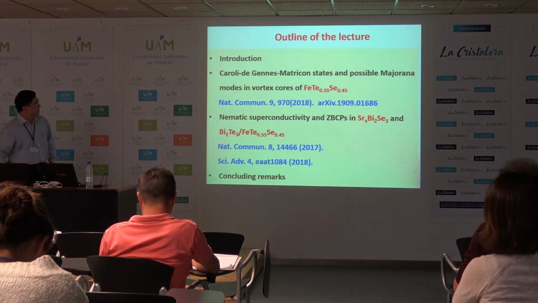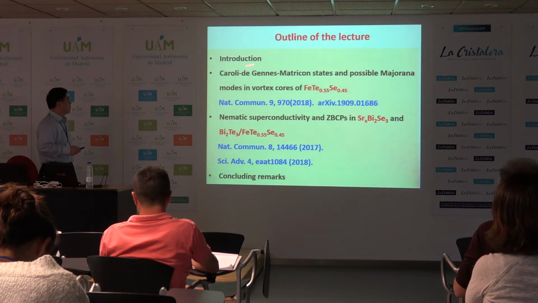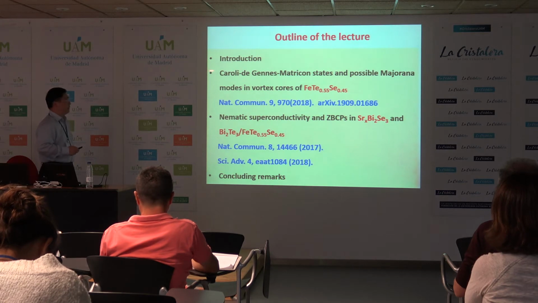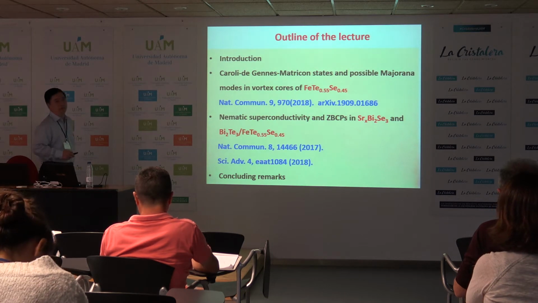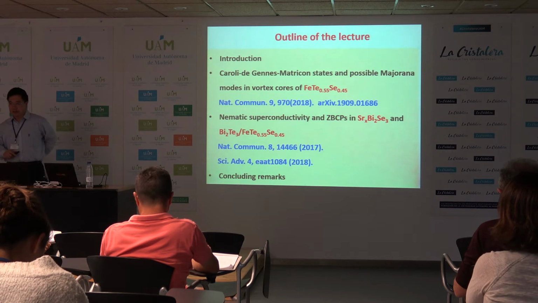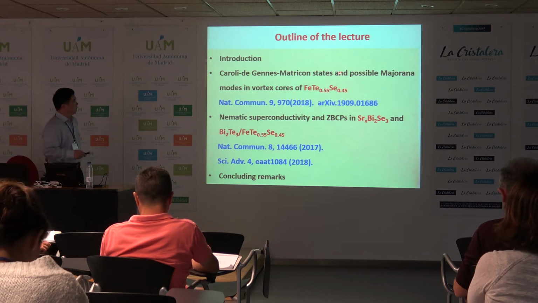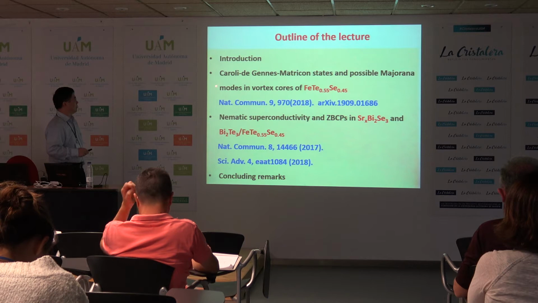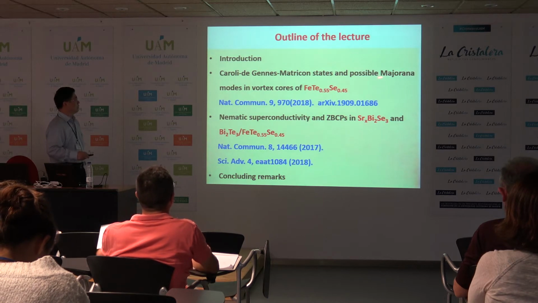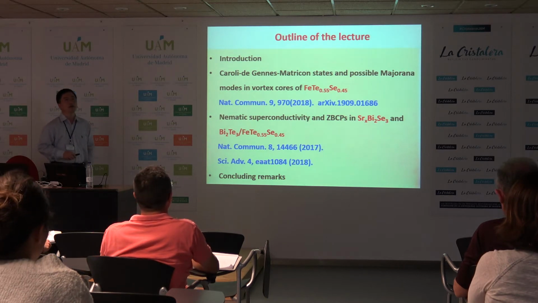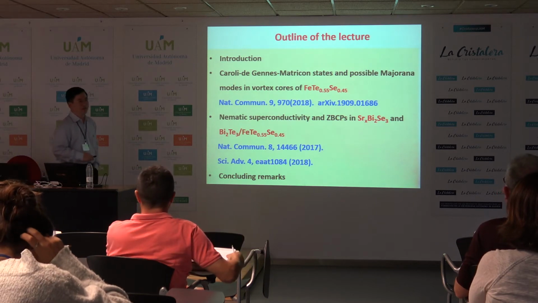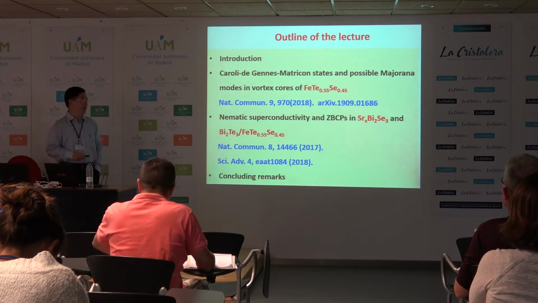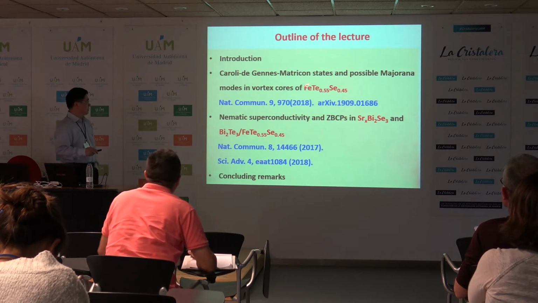Okay, so the outline of the lecture will be, I will give the introduction majorly for the students here, because it's very fundamental. And then I come to the Caroli-de Gennes-Matricon state, which is a major part of the bound state in the vortex core. And also possible Majorana mode in vortex cores. I call it possible because still not definitely sure that it is Majorana. So it can be some kind of zero bias conductance peak in this ion tolerance limit.